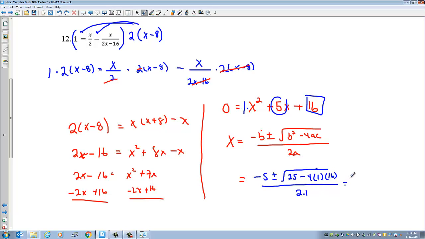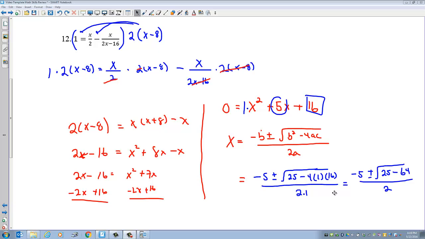So that equals negative 5 plus or minus the square root of 25 minus what? Minus 64. So minus 64 all over 2.